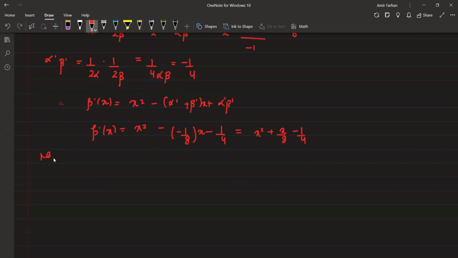So multiplying this equation, multiplying p dash x by 8. Okay. So p dash x will be equal to 8x square plus x minus 2. This is clear, yes or no?